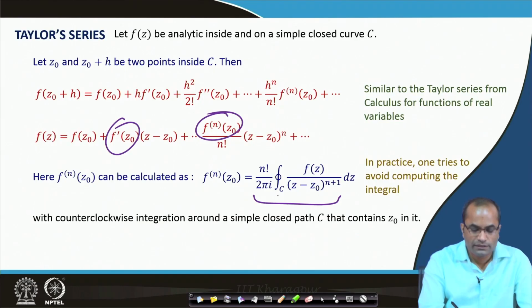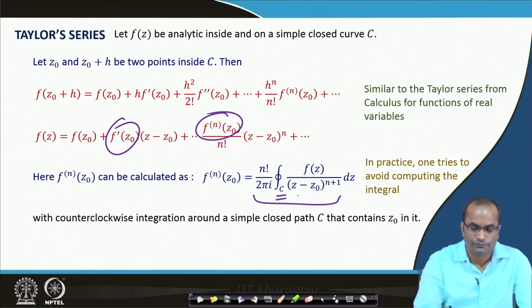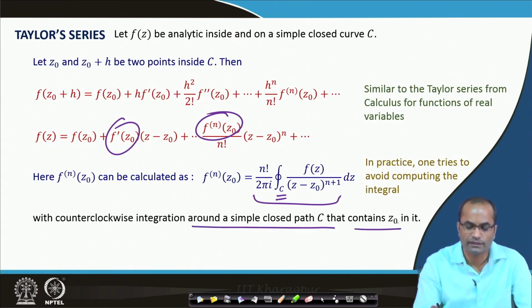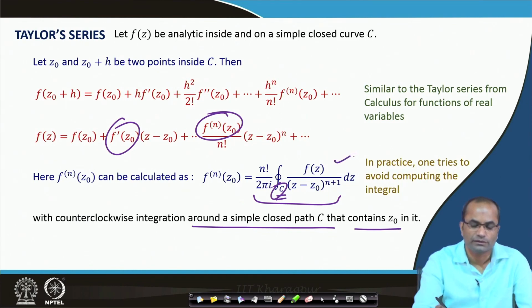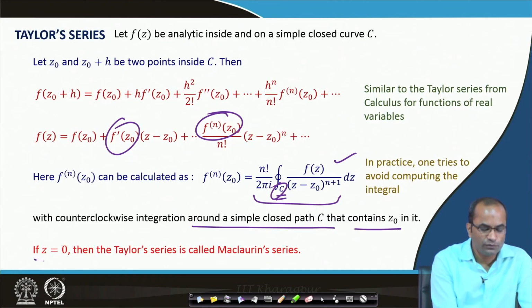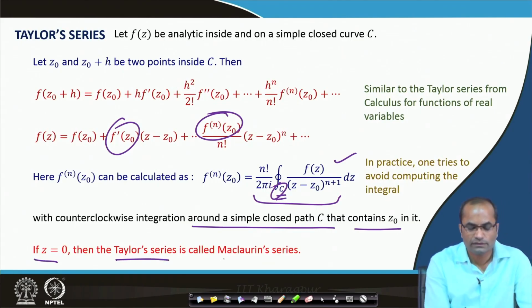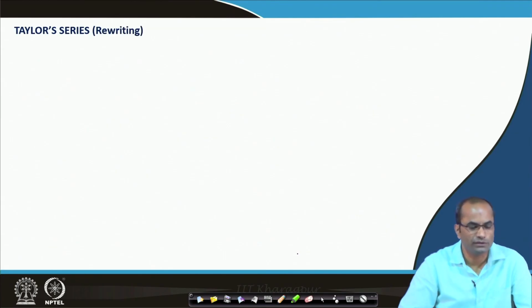Concerning this C, it can be any simple closed path that contains z0. So, containing this point z0, we can take actually any simple closed path and this integration can be done. Okay, if z0 equals 0, this Taylor series is called the Maclaurin series, which is another name for the Taylor series with z0 equal to 0.